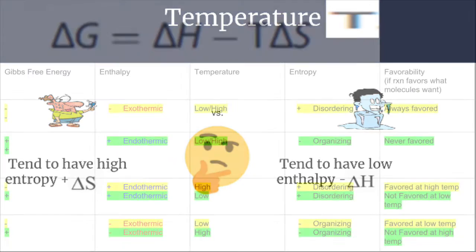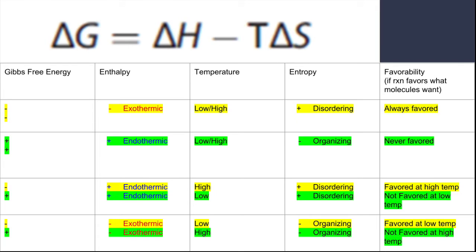To show you what I mean, here's this table. A chemical reaction can happen in any of these conditions. It's just that the chemical reactions in conditions that do not favor the molecules can only happen when given energy.